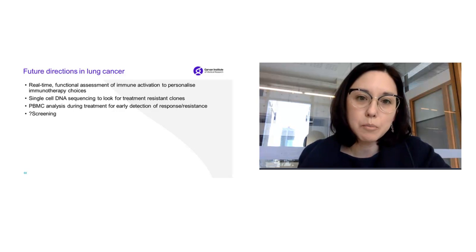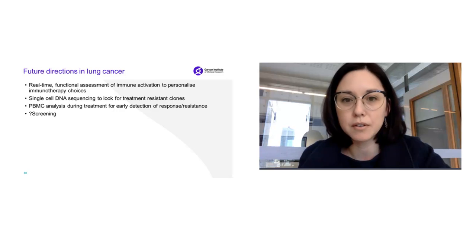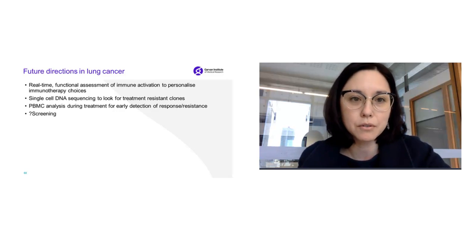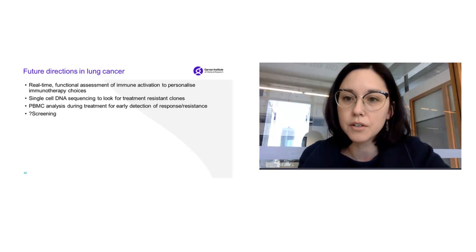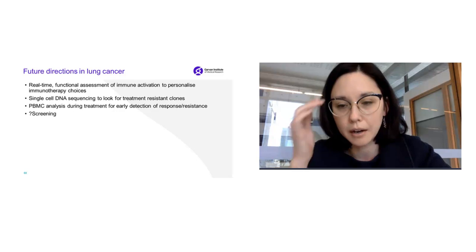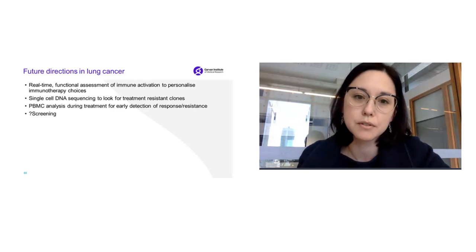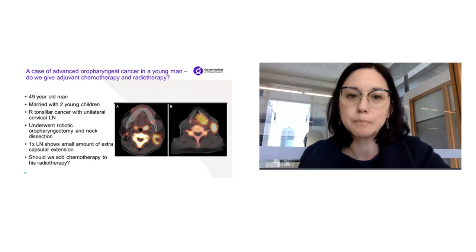So I think that it is possible to develop a real-time functional assessment of immune activation to personalize immunotherapy choices in lung cancer. We've also got some other projects looking at single-cell DNA sequencing to look for treatment-resistant clones in the oncogene-driven lung cancers, and whether we can use PBMCs or liquid biopsies to look for treatment response or resistance. There are also some applications in screening which we can discuss later.